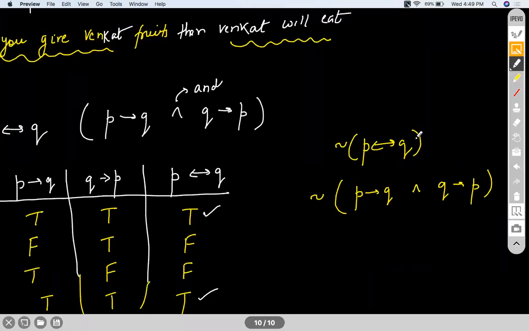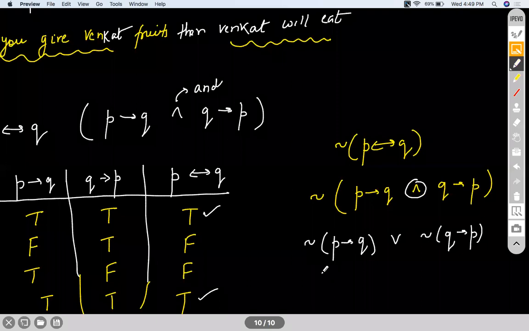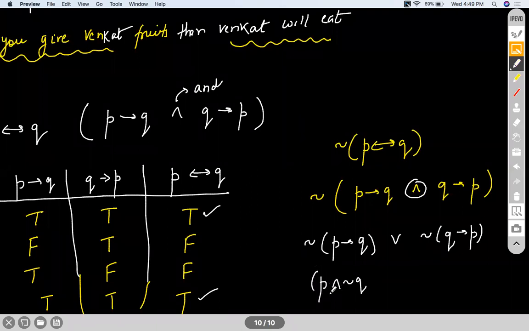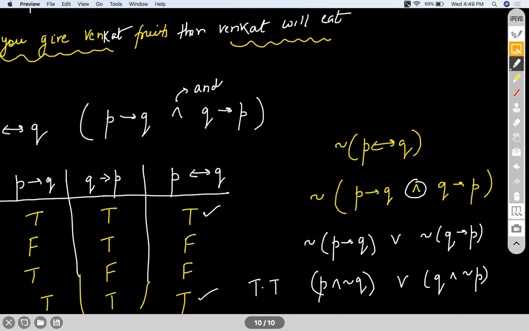Now, when two statements are connected by a conjunction, you normally write the negation as the disjunction of the negations. And this itself is P and not Q, or Q and not P. So do it for homework: draw the truth table for this and check whether the truth table gives you false, true, true, false. Okay, sir. One second, I'll take a screenshot of the homework, sir.